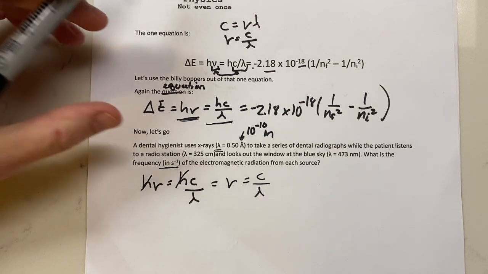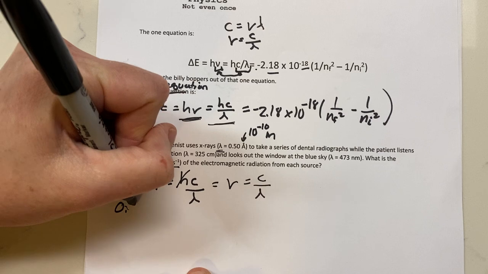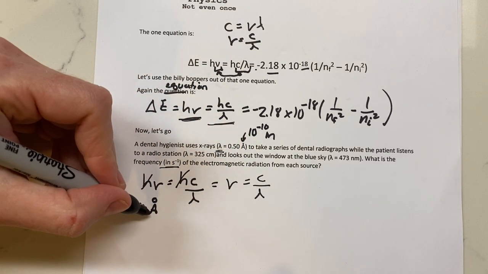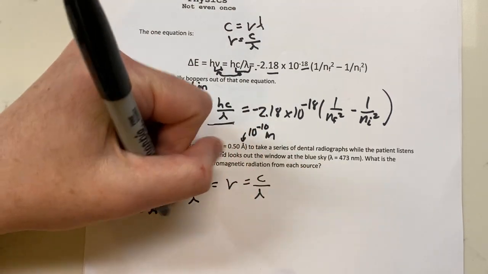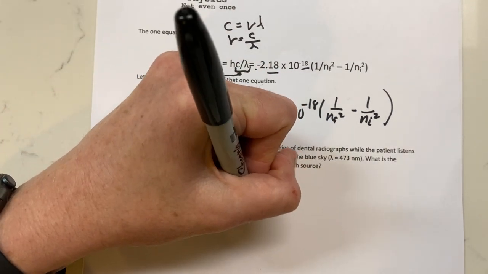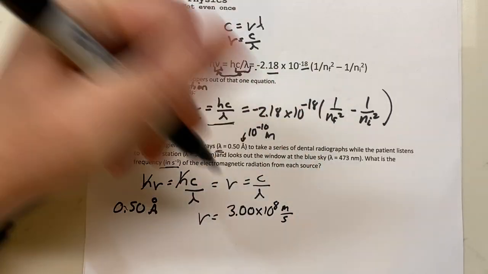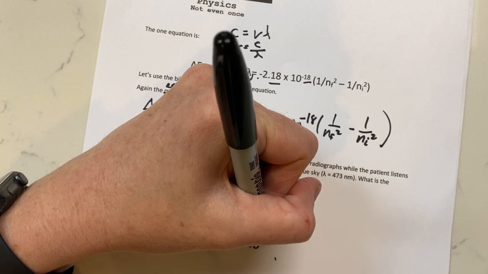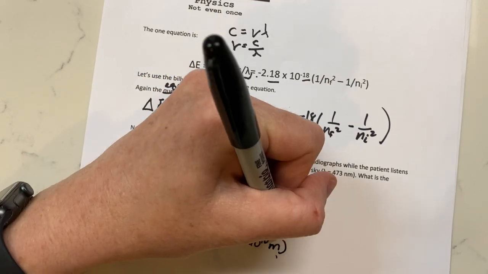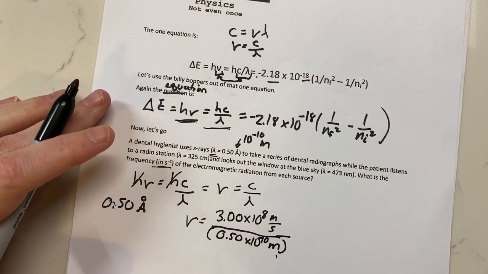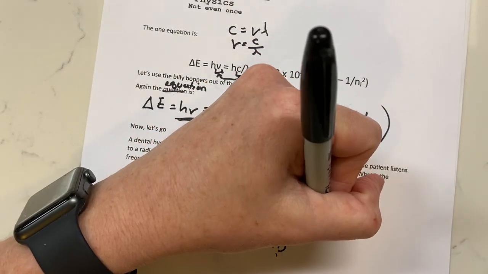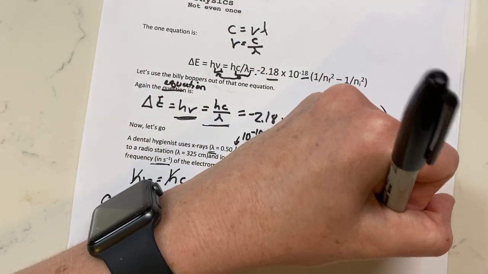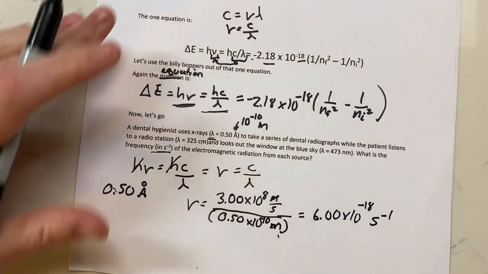And now we just set them up. Let's do the first one, the 0.50 angstroms. I told you that that was actually equal to 10 to the negative 10 meters. And so our frequency for this first one is equal to c, which we know is 3.00 times 10 to the 8 meters per second, divided by 0.50 times 10 to the negative 10 meters. And if you calculate this out, you get an answer of 6.00 times 10 to the negative 18. Our meters will cancel, and we're left with inverse seconds, s to the negative 1, which is the same thing as saying 1 over s again.